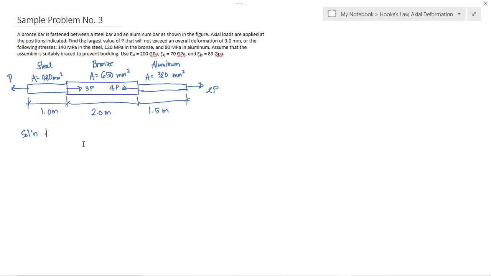Find the largest value of P that will not exceed an overall deformation of 3 millimeters, or the following stresses: 140 MPa in the steel, 120 megapascal in the bronze, and 80 megapascal in aluminum. Assume that the assembly is suitably braced to prevent buckling, and the modulus of elasticity are 200, 83, and 70 for steel, aluminum, and bronze respectively.